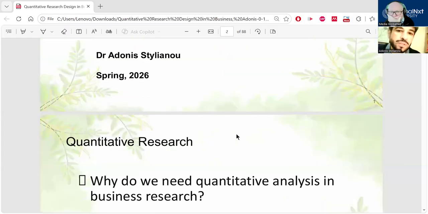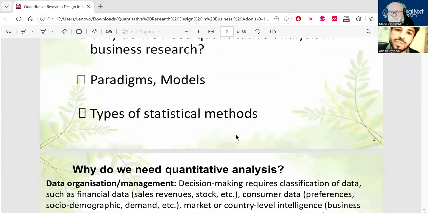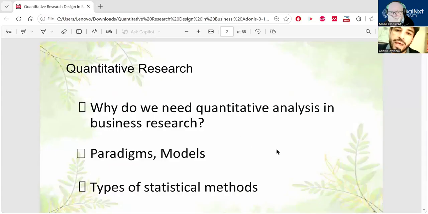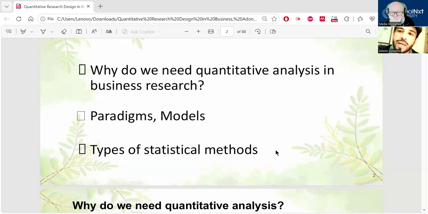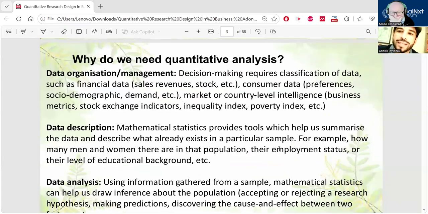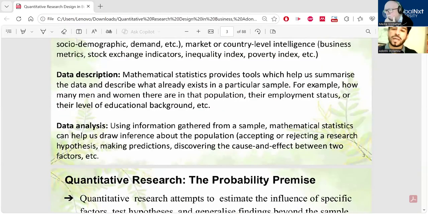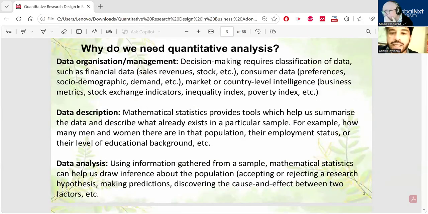The first thing we need to do is to establish the rationale. Why do we need quantitative analysis? And then consider paradigms and models, and then to see how they integrate with statistical methods. Very briefly, the reasoning is quite simply dealing with data, right? Trying to manipulate and manage the data, describe the data, and eventually analyze the data.